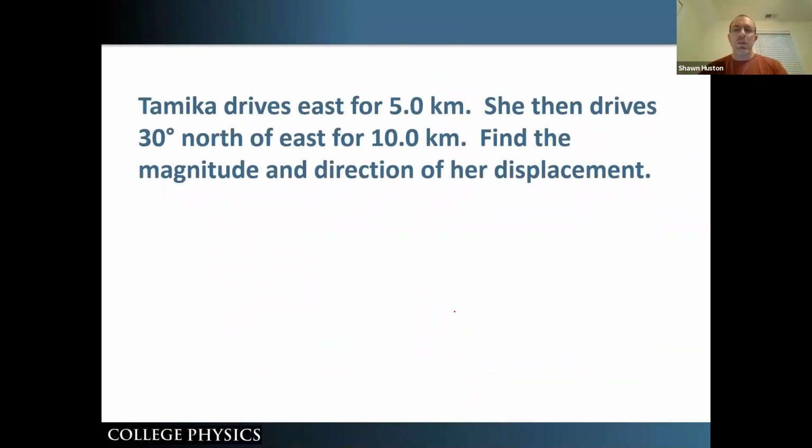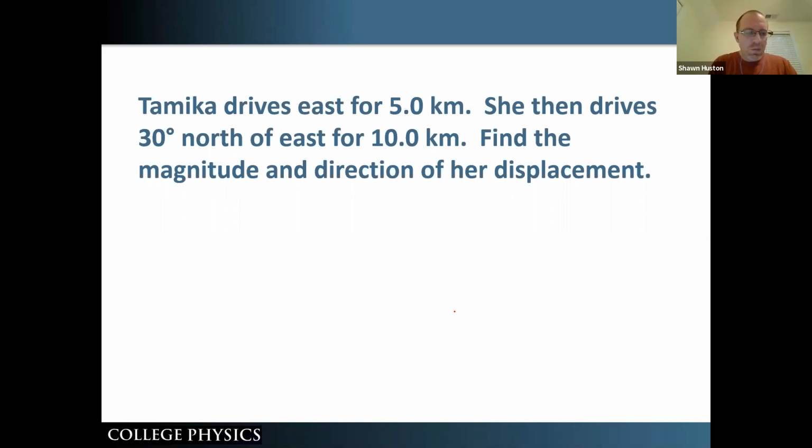All right, so let's look at an example problem. In this example problem, we've got Tamika. Tamika drives 5 kilometers to the east. And then after that, she drives 10 kilometers in a direction that's 30 degrees north of east. So literally, you look at the direction of east and then you go 30 degrees above that, and that's the direction that Tamika's heading.